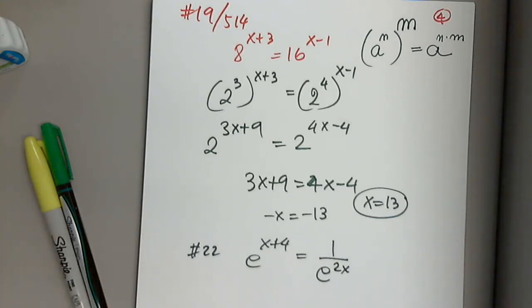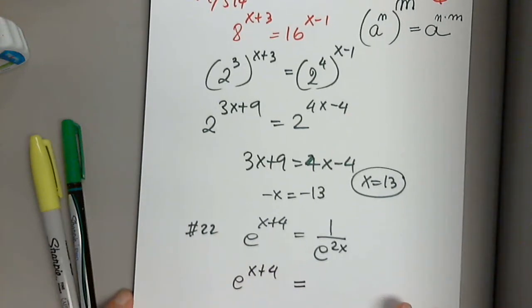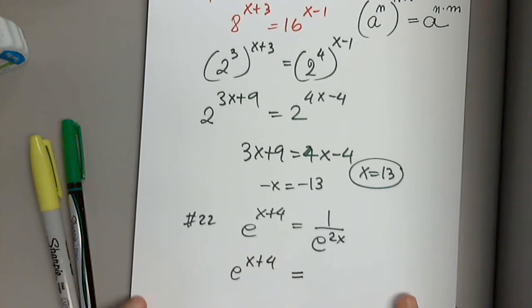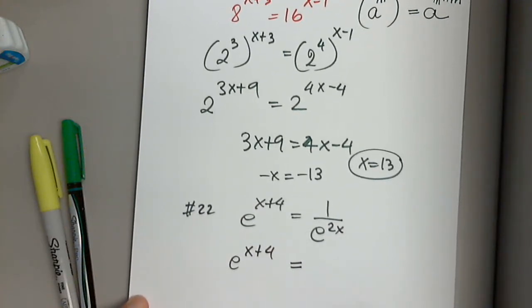Exponential, because the variable is at the exponent level. There is nothing I can do to the left-hand side, but there must be something I can do to the right one. I would love to see the same base on both sides. E to the power of negative 2x. Thank you very much. Awesome. Do we agree with this?